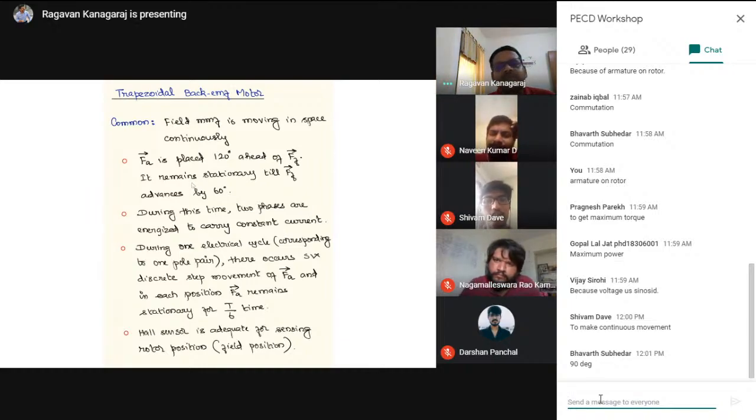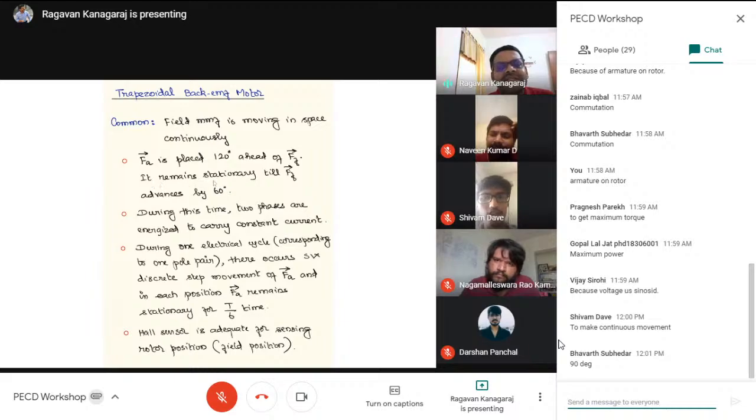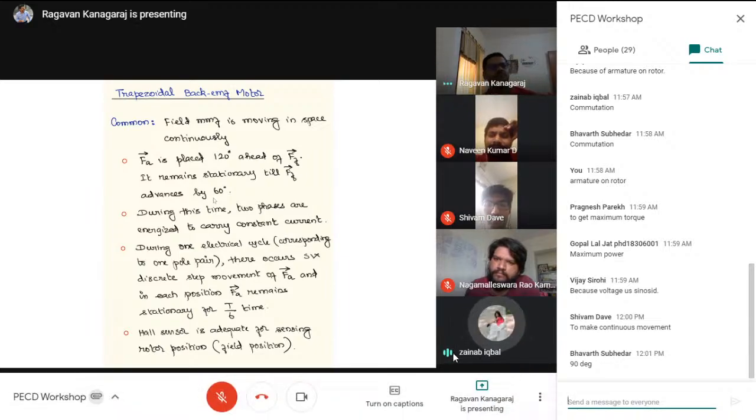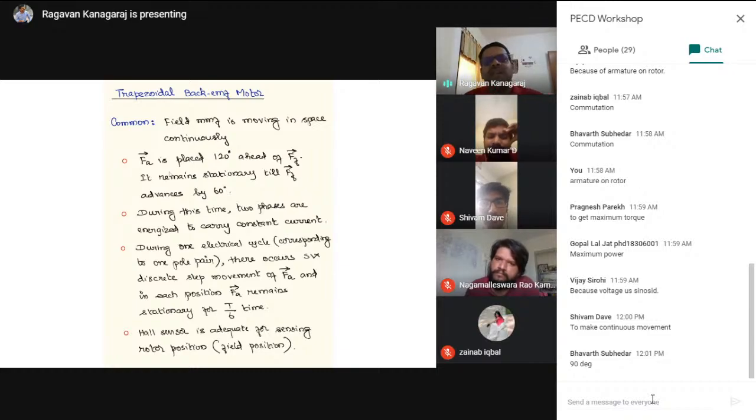Anji? Does it remain stationary till FF advances by 60 degree? Okay, is it confusing? Armature MMF and field MMF are stationary with respect to each other. What I am asking, can you make analogous statements for the sinusoidal back EMF motor quickly? If FA is placed 90 degree ahead of FF, then it doesn't remain stationary. It's also moving. If FF is making 1 degree, FA will also make 1 degree. If FF is making 10 degree movement in the forward direction, FA is also moving 10 degree. So I am saying you have to write analogous statements.